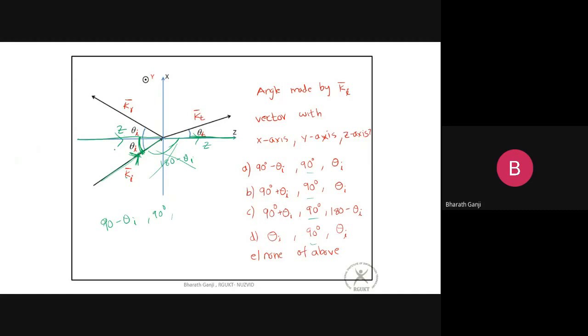So what is the angle made with the z-axis? The angle with the z-axis is nothing but theta I. It is not 180 minus theta I. So it is theta I. So your answer is A.